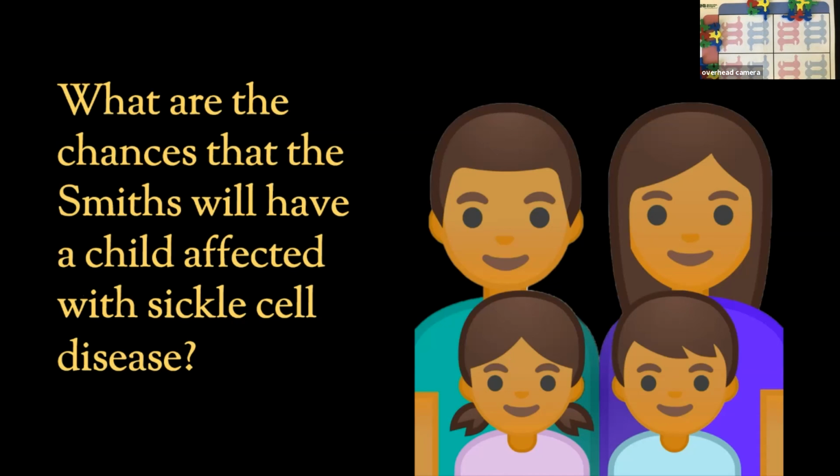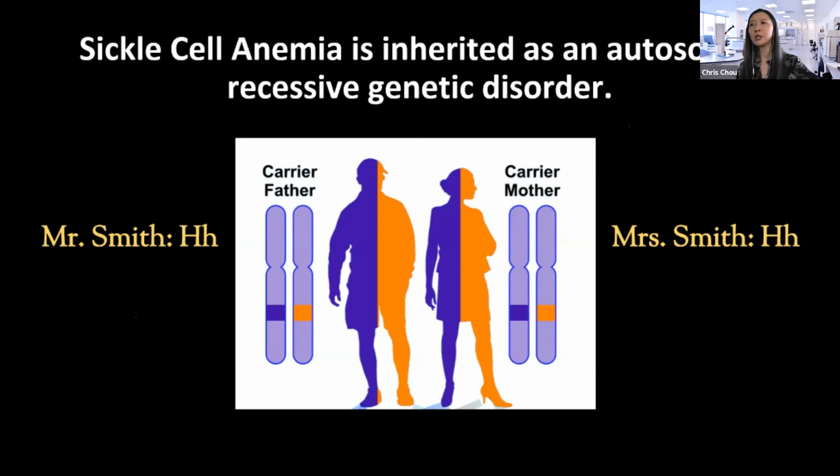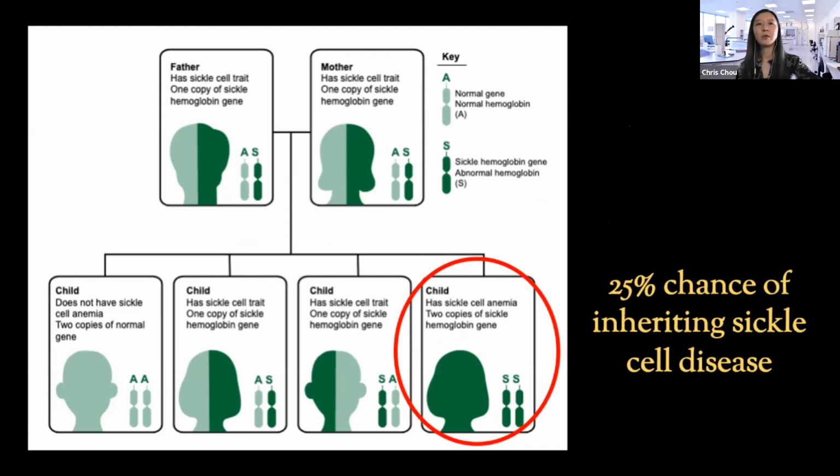All right, so the big question is, what are the chances that the Smiths will have a child affected with sickle cell disease? A genetic counselor will walk them through how that comes about, what that means for their child as carriers, that their children have a 25% chance of inheriting sickle cell disease, and guide them on some of the resources to help couples who are facing that.